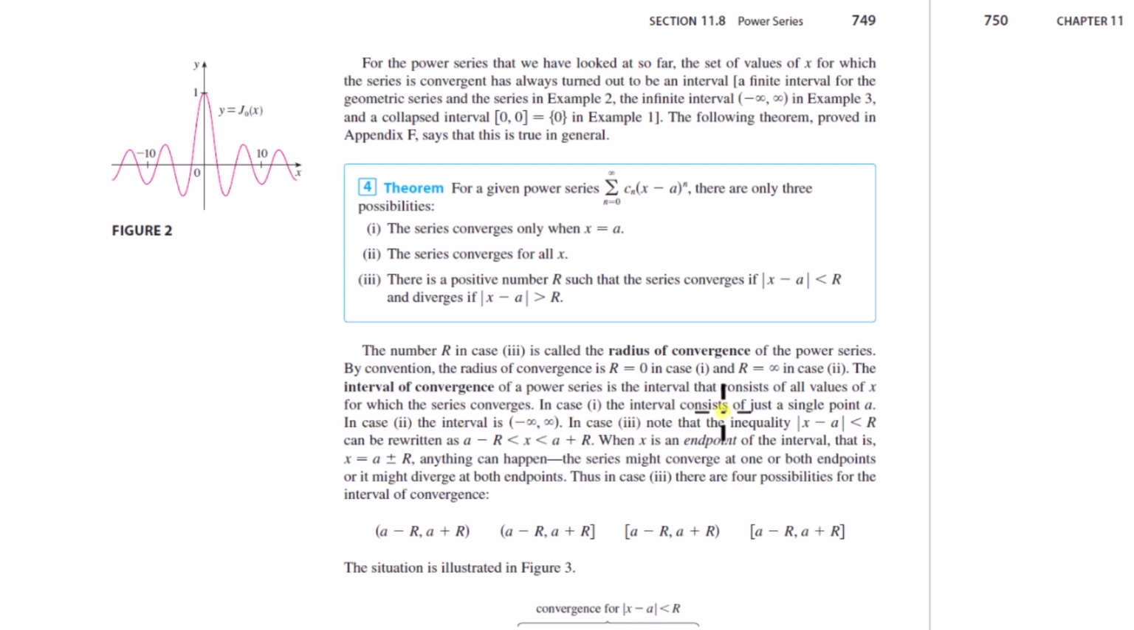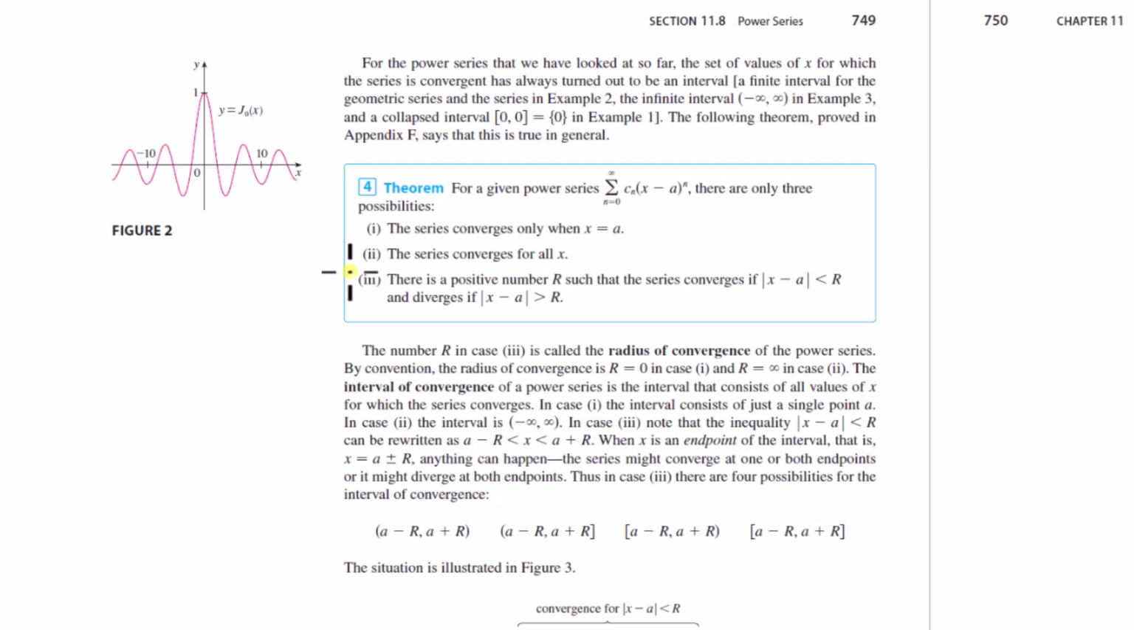In case 1, the interval consists of just a single point a. In case 2, the interval is minus infinity to infinity. In case 3, it's just going to be x, so it'll be a minus r to a plus r. That's the domain of x. You can input into x anything from a minus r to a plus r, right? Because it's always centered about a.